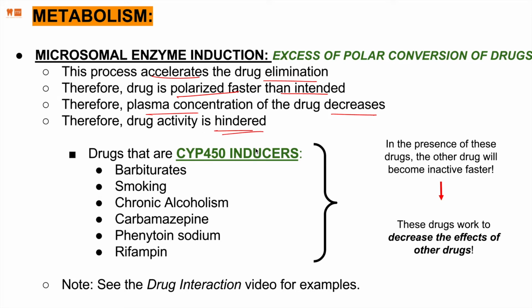So, which are inducers? We have barbiturates, smoking as a habit, chronic alcoholism, carbamazepine, phenytoin sodium, and rifampin. These are all drugs which will induce metabolism of other drugs. So in the presence of these drugs, other drugs will become inactive even faster. They'll be biotransformed faster. These drugs work to decrease the effects of other drugs around them.